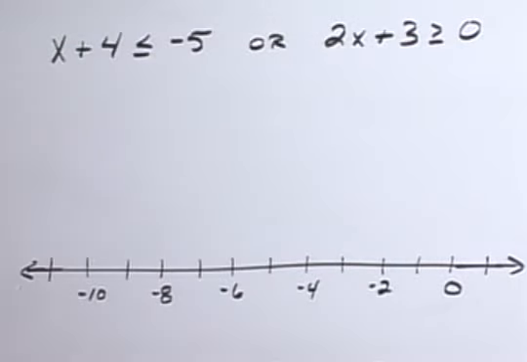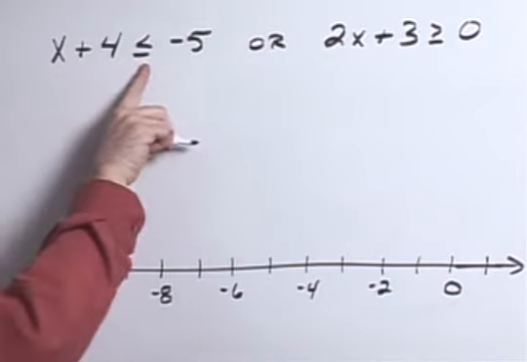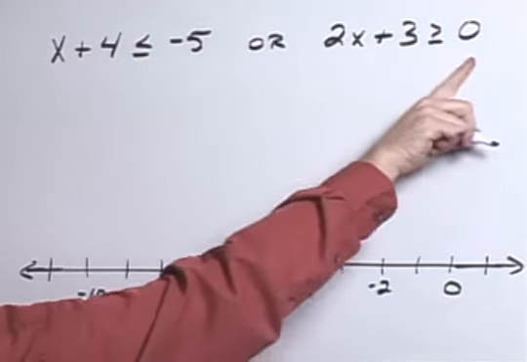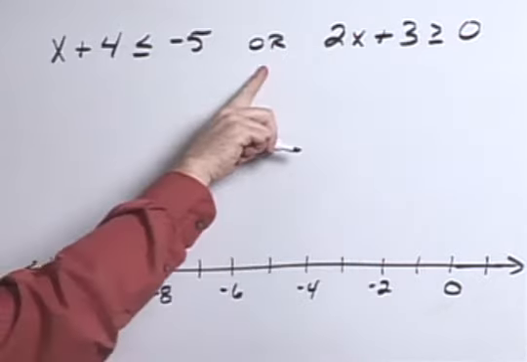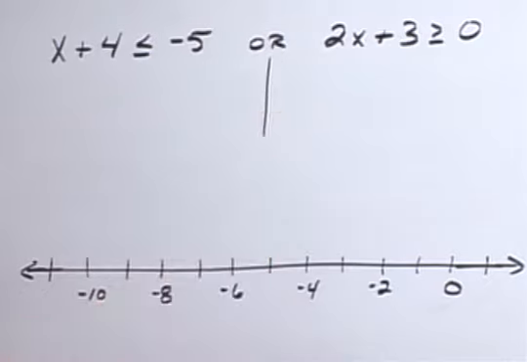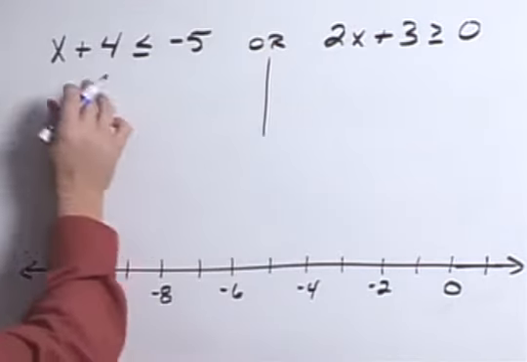In this problem, we're presented with a compound inequality: x plus 4 is less than or equal to negative 5, or 2x plus 3 is greater than or equal to 0. This "or" doesn't mean that we get to choose whether or not we solve one of those problems. We have to solve them both. To do so, let's reorganize our work so we have two, think of them as two problems.